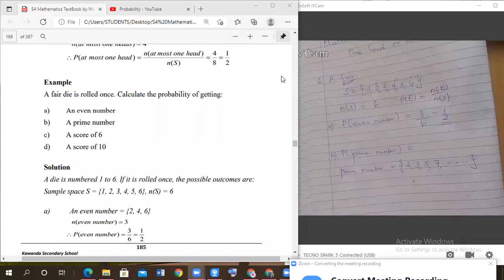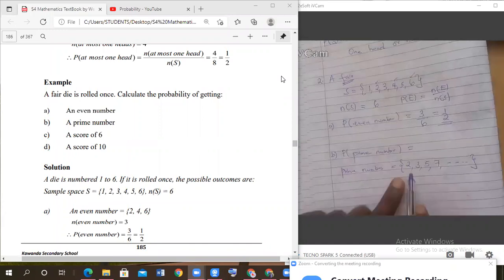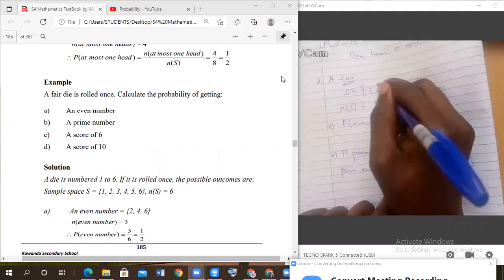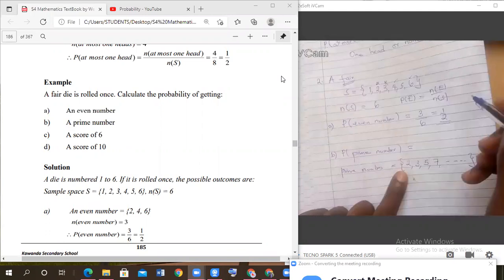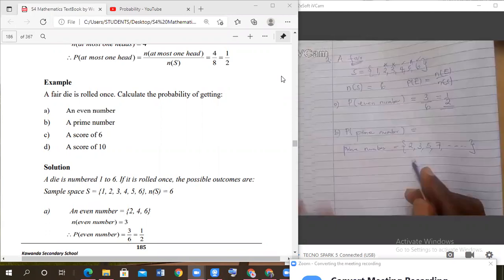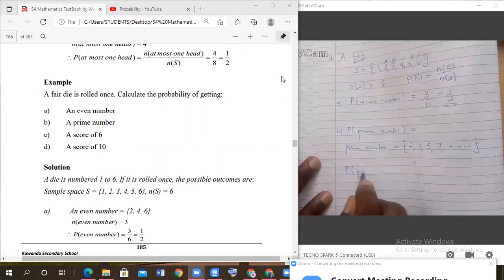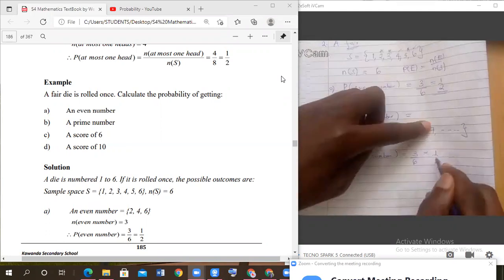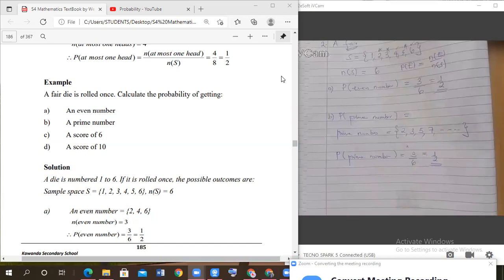1 and itself. The first one, and we said we have 2, right? So we have there 2. We have 3. Do you have 5? We have 5. So how many are there? 3. So which means probability of prime numbers will be equals to 3 over 6, which is a half. Which means there's 50% chance of you getting a prime number.